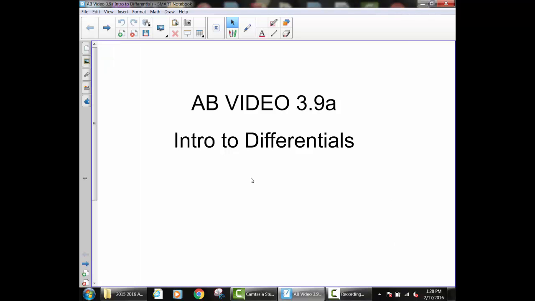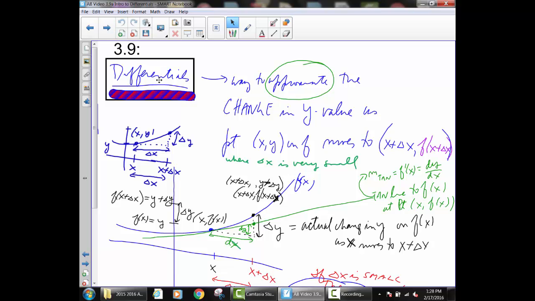Hi, welcome to video 3.9a, Introduction to Differentials. Okay, so differentials is a way to approximate the change in the y value as you move from the point (x, y) on the graph of f to a point (x plus delta x, f of x plus delta x), where delta x is very small.